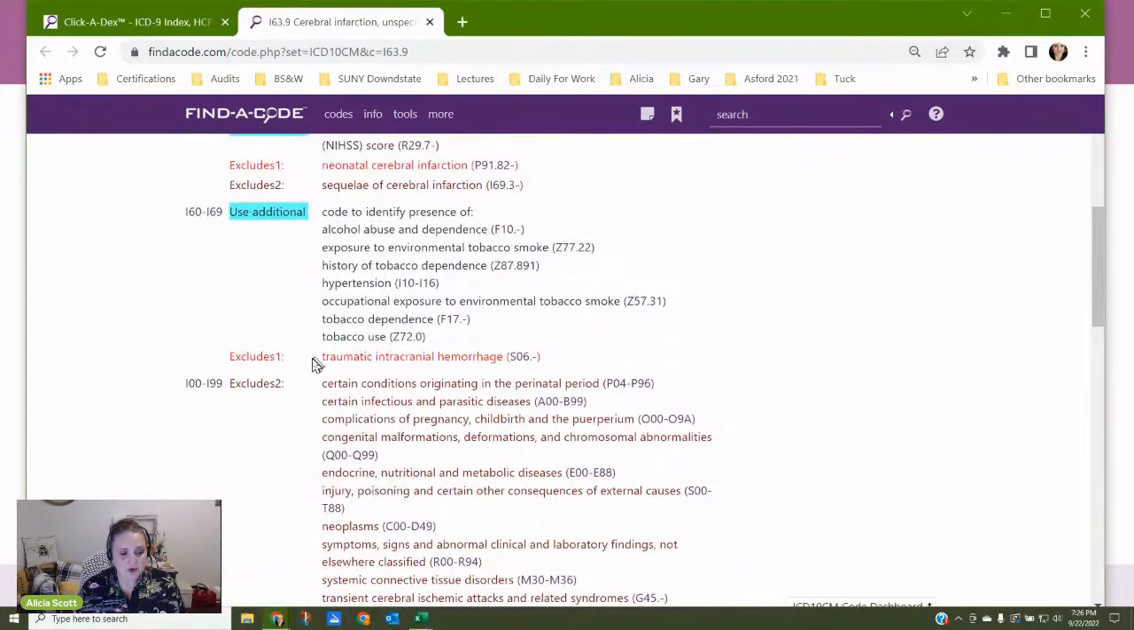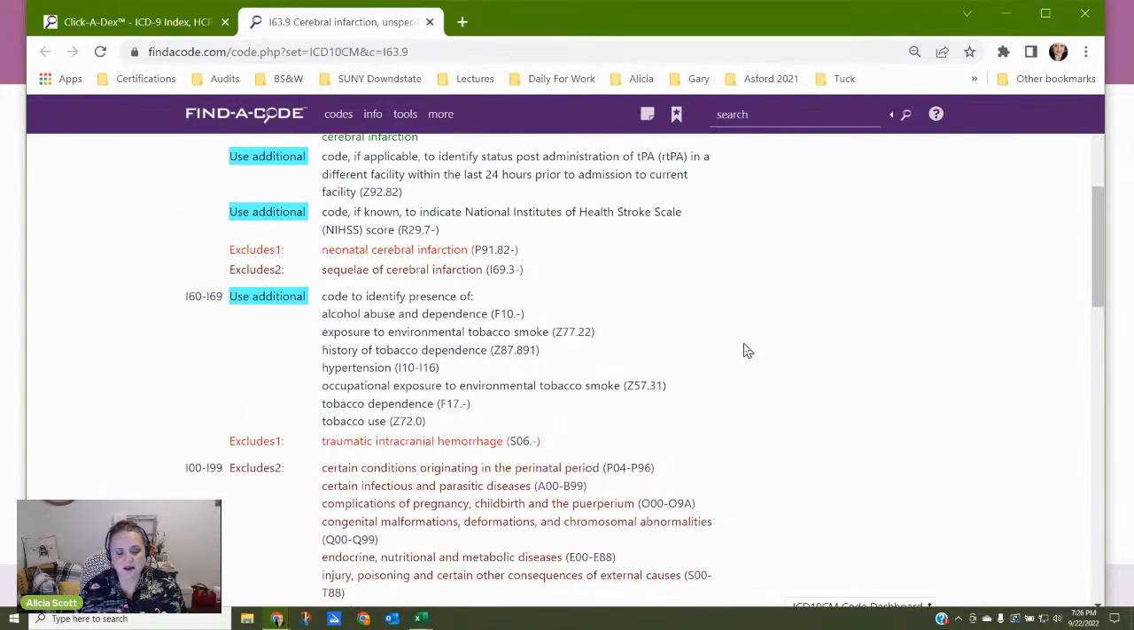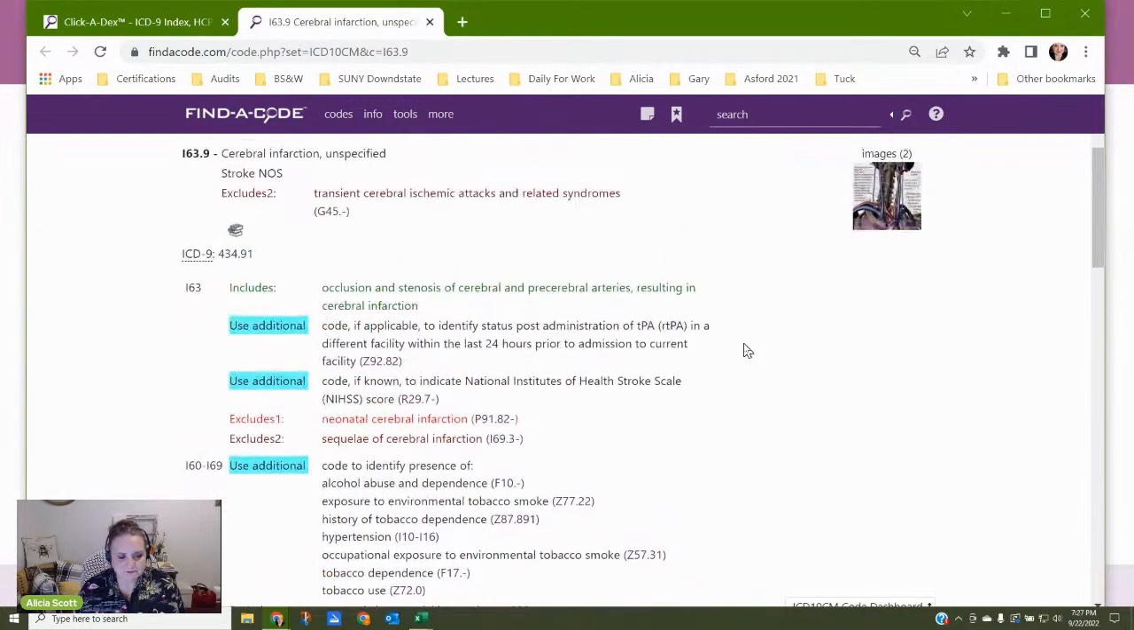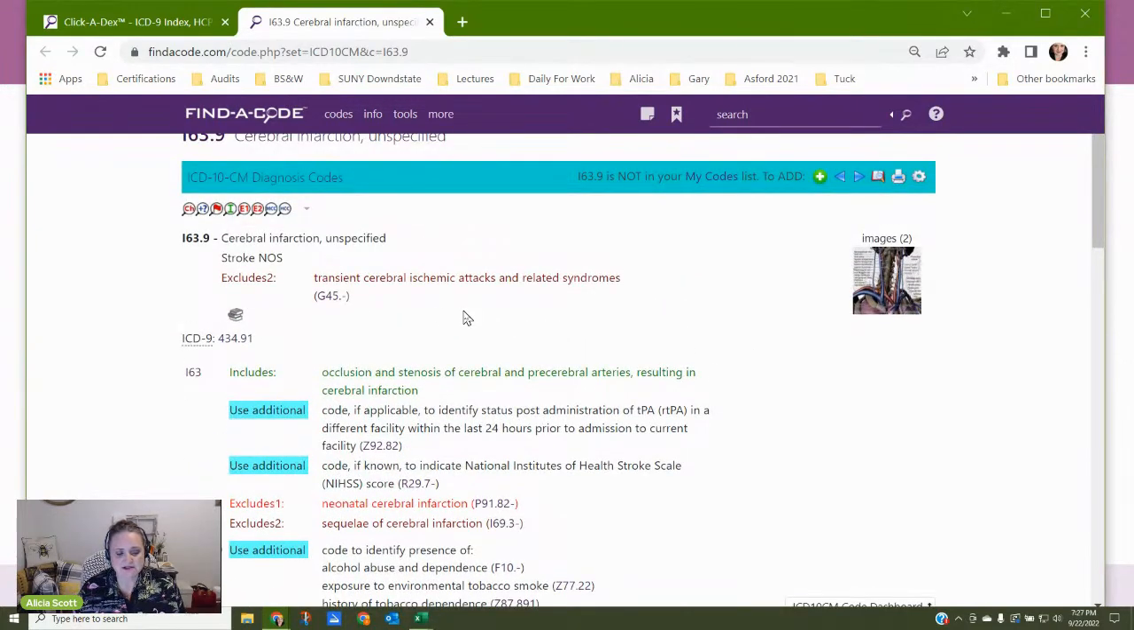Okay, let's see. Ooh, traumatic intracranial hemorrhage. Now that's different. That is a hemorrhage, a bleed. You can still have a stroke that's a bleed, but this is traumatic intracranial hemorrhage, meaning you got hit in the head, not a blood vessel popped. So here is the excludes: transient cerebral ischemic related syndromes.